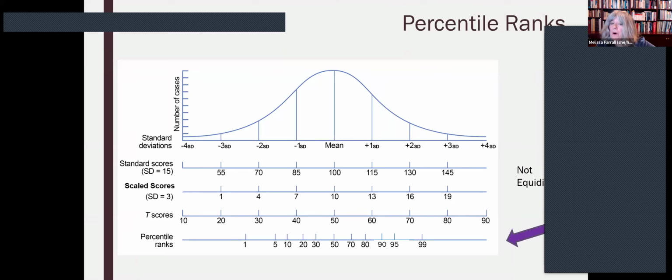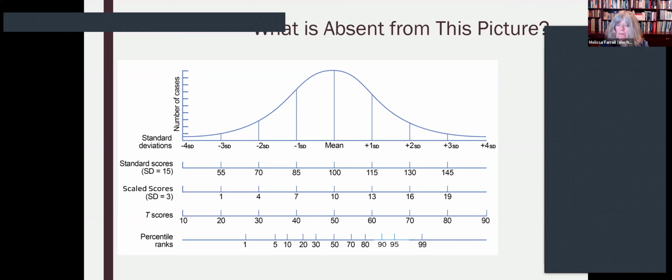They may not qualify for special education, but they're having a hard time. They're not demonstrating grade appropriate skill levels. Okay, question? So let me now ask, what's absent from my picture here? What are we missing? Stanines. Oh, we could have put in stanines.